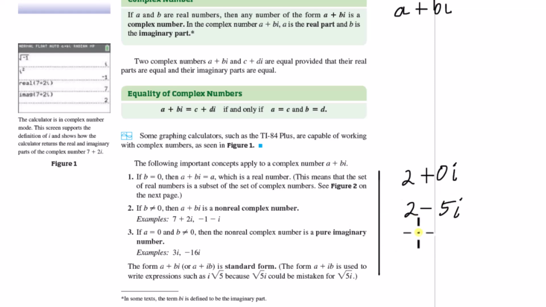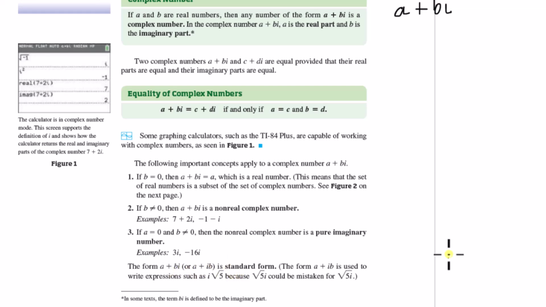Okay. Now, what if you have 0 plus 3i? So a is equal to 0. They call that a pure imaginary number. So that's the notation. Now, another point to note is that the form a plus bi or a plus ib, that's the standard form for a complex number.